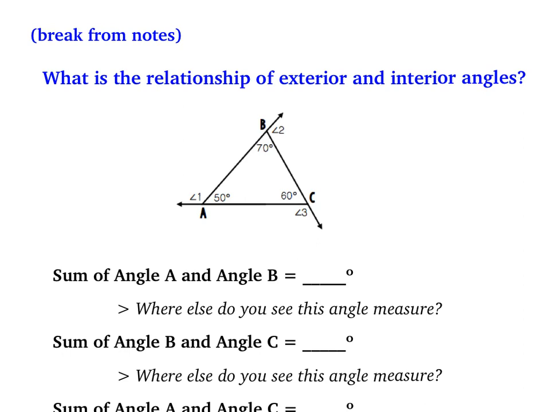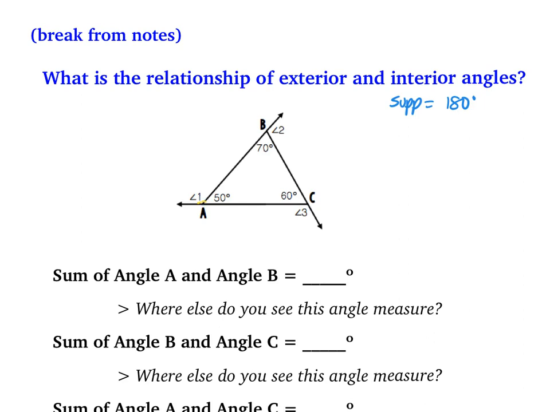So we're going to keep taking a break from our notes to specifically look at the relationship between exterior angles and interior angles. So first we have a diagram here of a triangle. It has 3 interior angles which are given to us, 50 degrees, 70 degrees, and 60 degrees. And then 3 exterior angles labeled. We can go ahead and use our knowledge about supplementary angles to figure out what each of those exterior angles are. Remember, supplementary angles form a straight line.